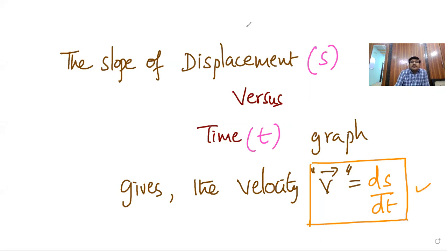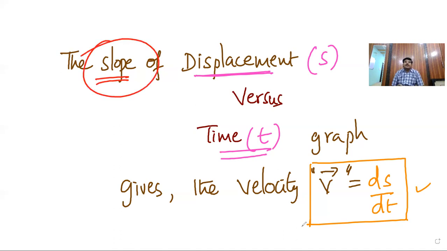Now the clarity is: the slope of the displacement versus time graph is nothing but velocity, ds by dt. This is a very standard fundamental aspect. Wherever s versus t graphs are given, you can directly calculate the slope, and that slope gives the velocity, which is ds by dt. Is it clear? Okay.